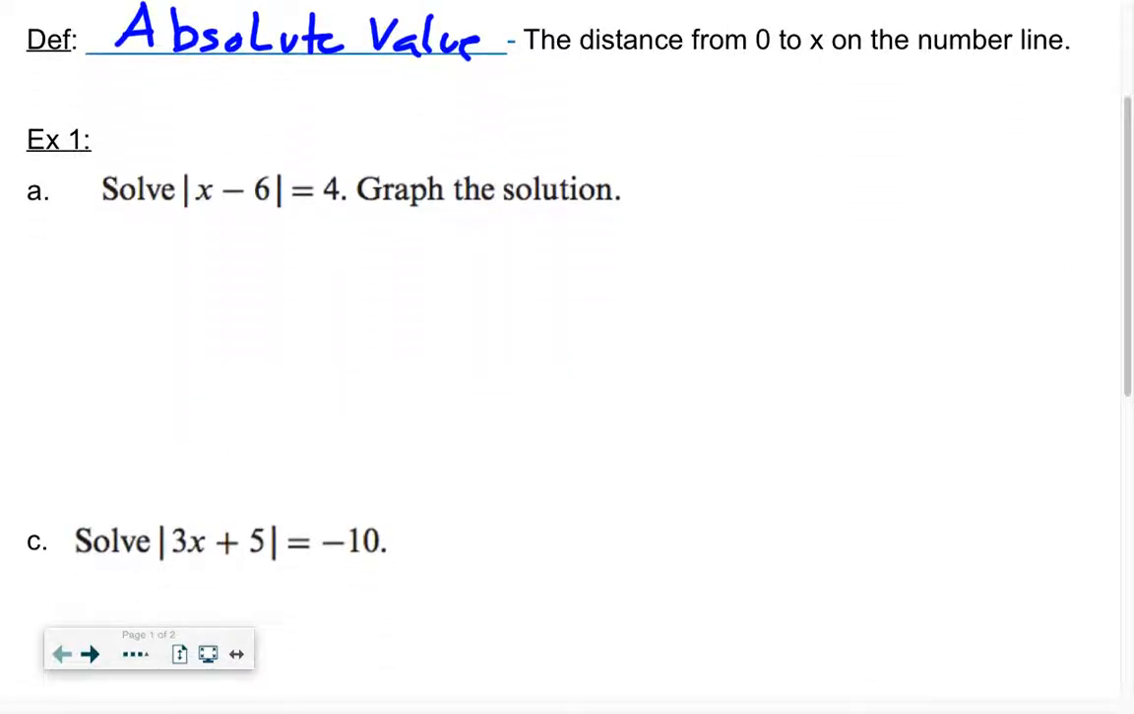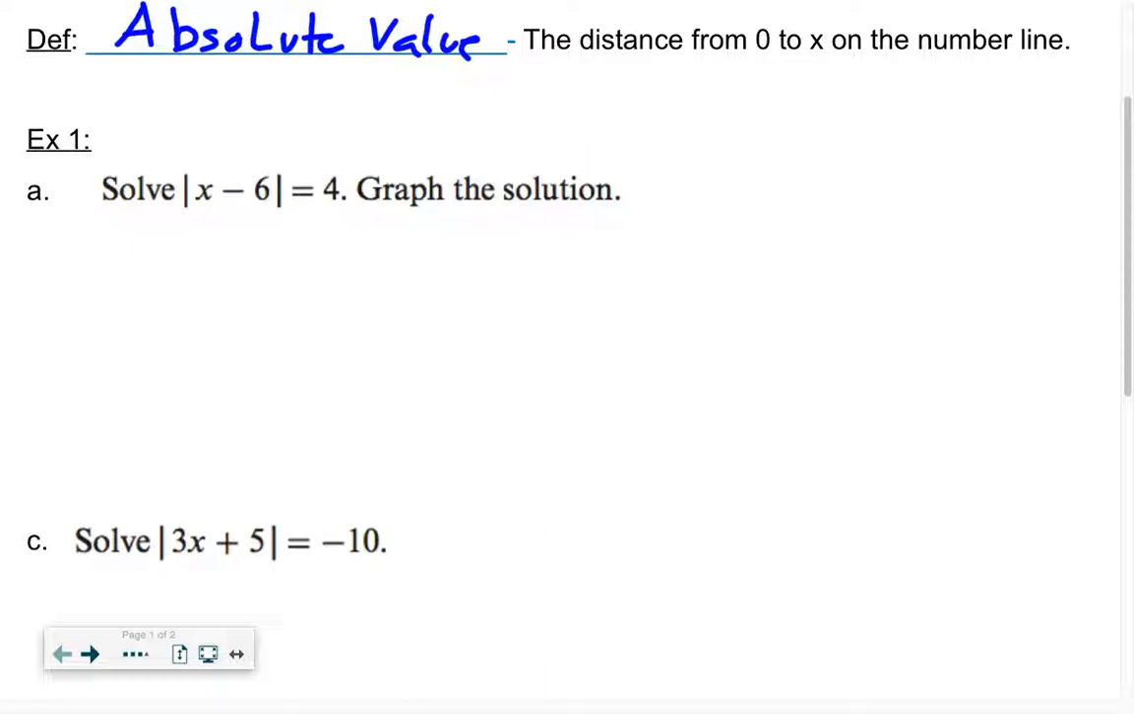Example number 1, absolute value of x minus 6 is equal to 4. We want to solve it, and then we also need to graph it as well. If we work with absolute value, let's go back to a more basic definition. The absolute value of 3 is obviously 3. And the absolute value of negative 3 is obviously 3. Okay, so it's always going to be positive.